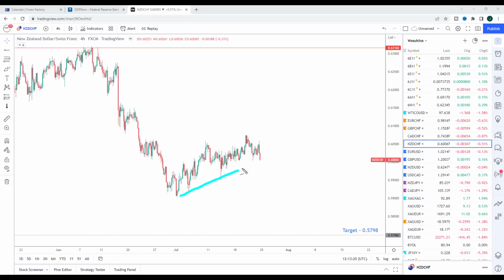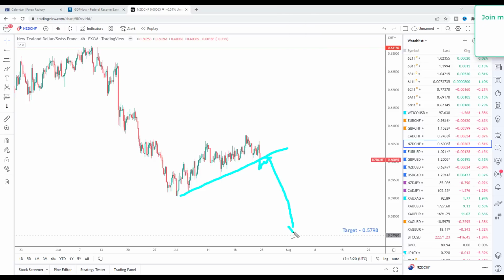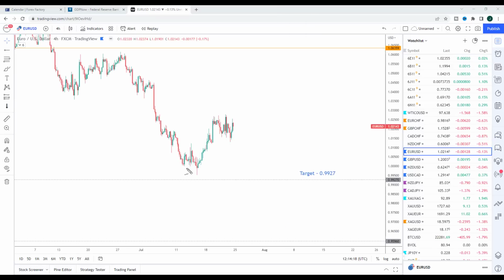You can see here, we're breaking out of a big bear flag. Really big sell-off, and it requires a longer correction or pause. And if we start to break down, especially if we can come down with momentum like this, any pullback is simply viewed as an opportunity to look for further declines into the 0.5798.